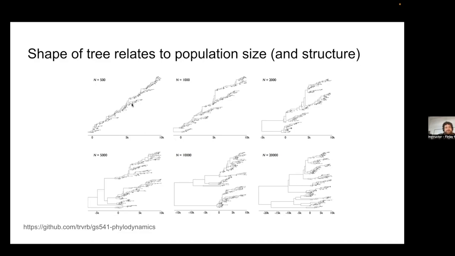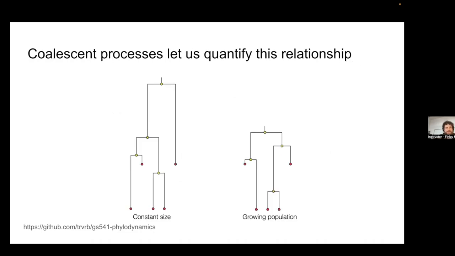So again, you don't necessarily need to remember exactly the patterns we see here, but the general idea is the shape of the tree relates to population size. Why is that the case? What is that actual relationship? One of the ways we can access that, especially in this modeling world of phylodynamics, is using things called coalescent processes. So say we've got two trees here.